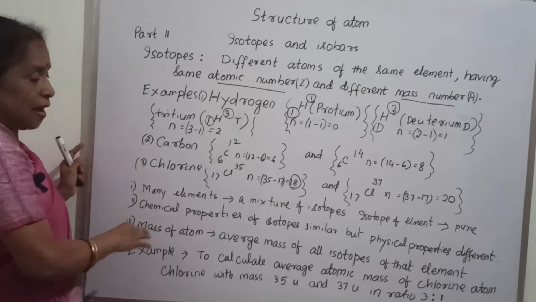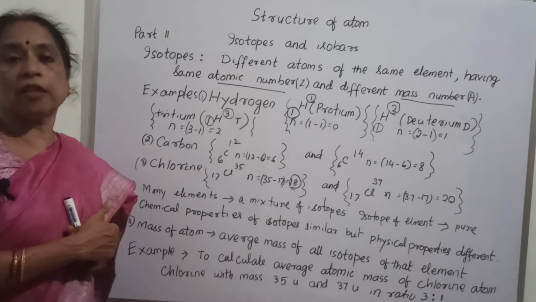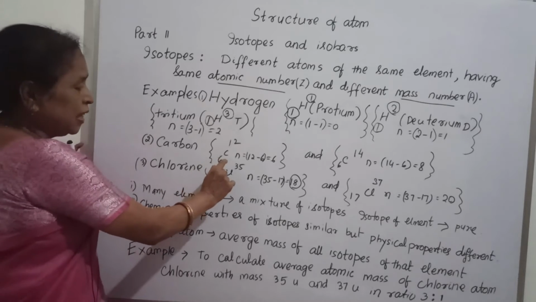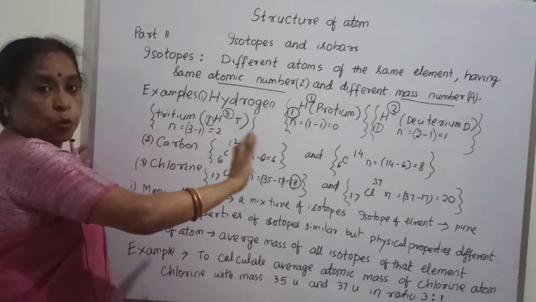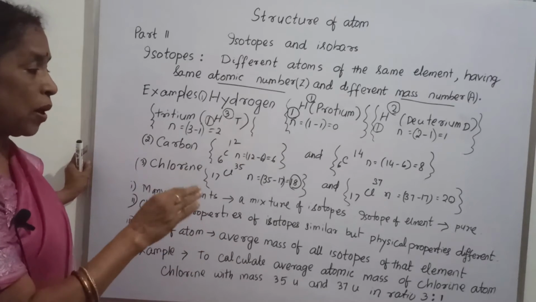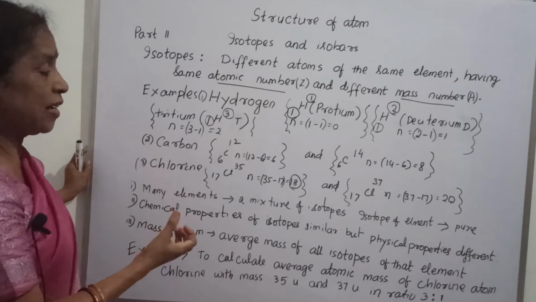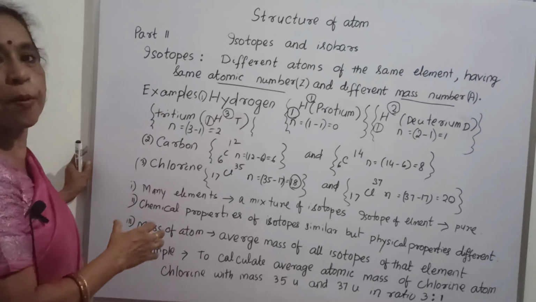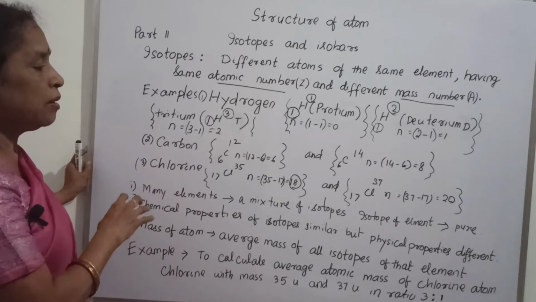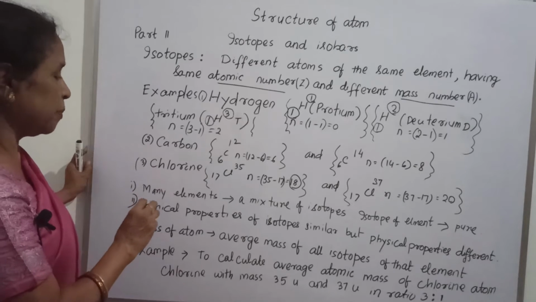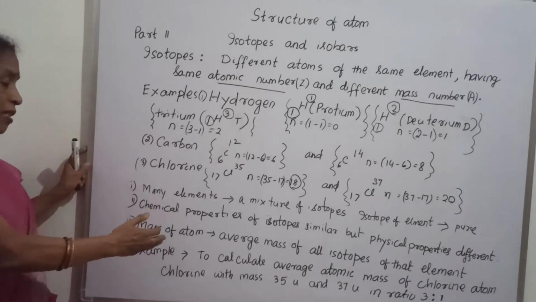Chemical properties of isotopes are similar. Here, this isotope's chemical properties and that isotope's chemical properties are both similar, but which properties are different? Physical properties are different, but chemical properties are similar. And now, mass of atom.